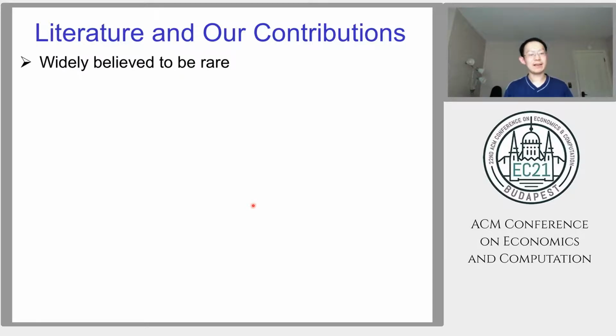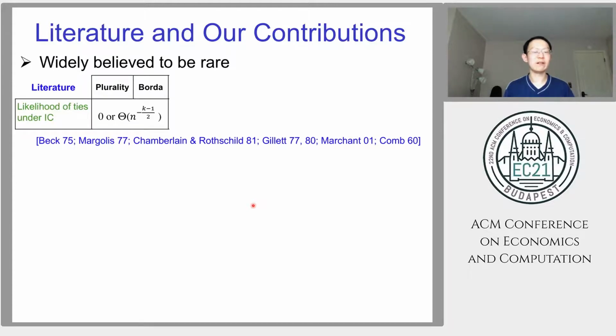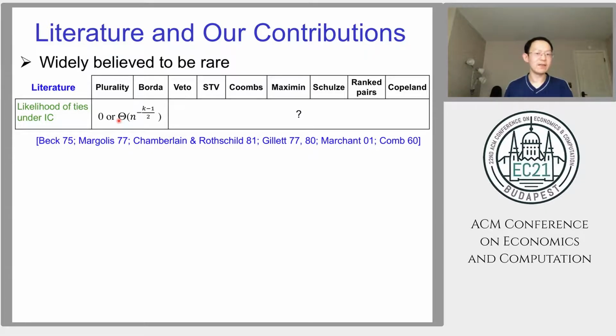So let me just highlight some classical works that are closely related to ours. There's a wide belief that ties are rare. However, there are only limited results trying to theoretically characterize the likelihood of ties, even under specific probabilistic models. For example, IC, which is impartial culture, a uniform distribution over all linear orders. Past work has been mostly limited to a few positional scoring rules, and the likelihood of ties, even under IC, has been an open question for many other rules, even after Marchant explicitly posed this as an open question 20 years ago.